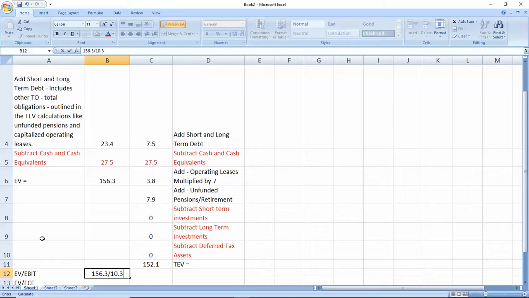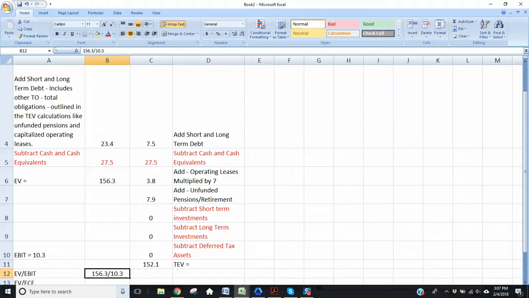I'm just going to move the EBIT, equals 10.3, so I don't have to recalculate that right there. So this number is 15.2.